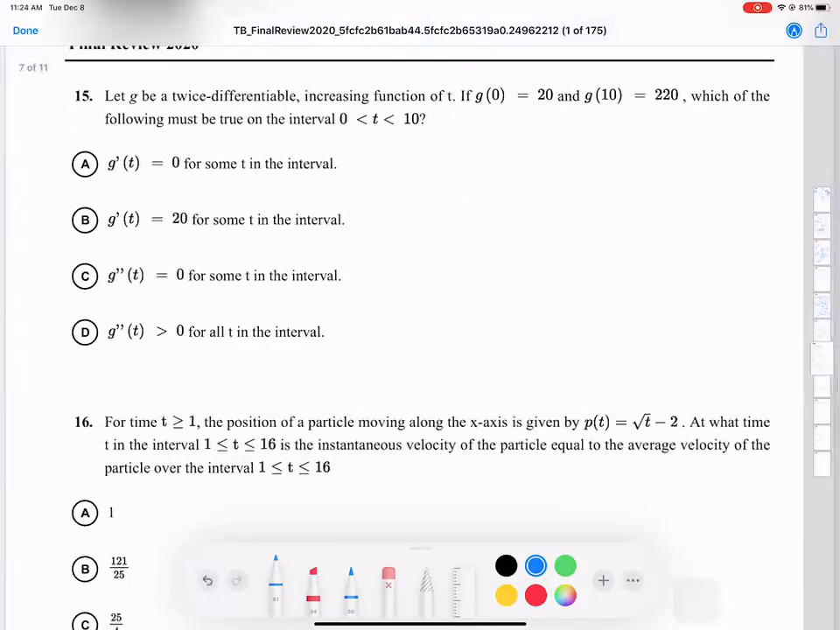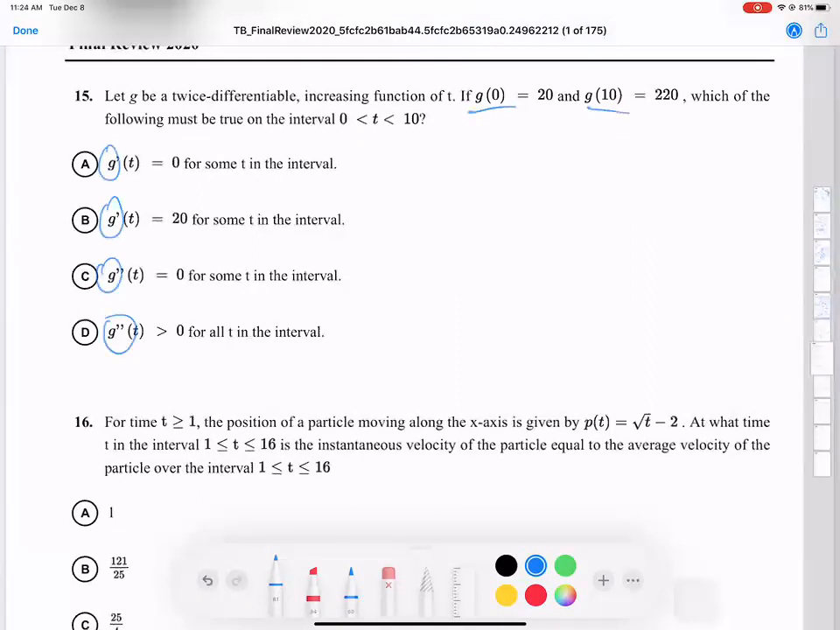g is a twice differentiable function. They give us a couple of points here. Which of the following must be true? Since they gave us two points, they're probably talking about slope here, as you can see. Or the second derivative. Oh, concavity. Oh, I don't know about that.